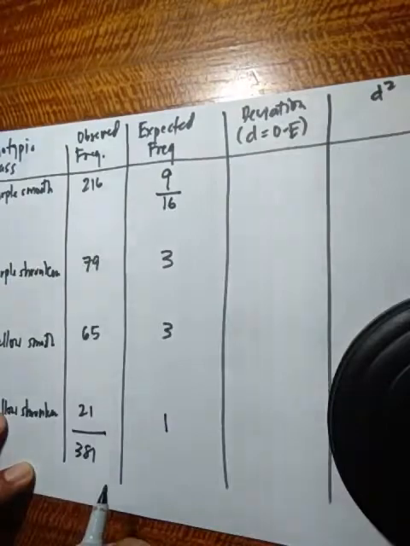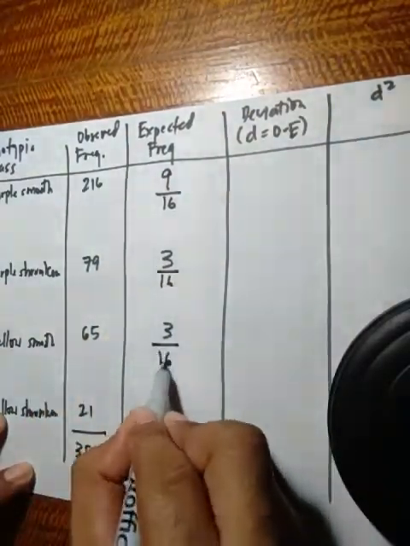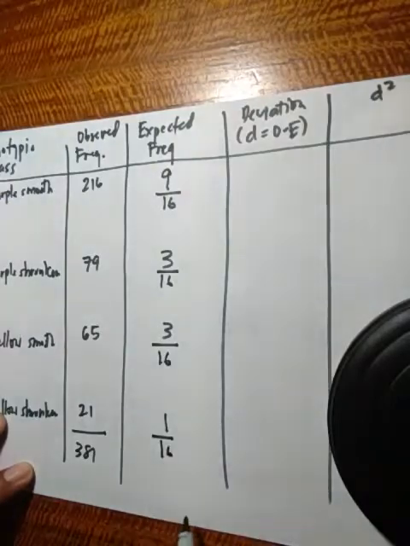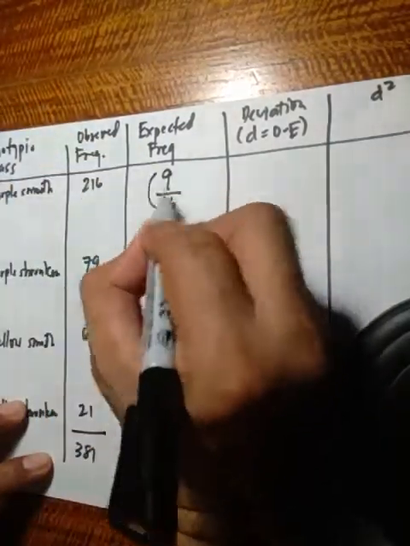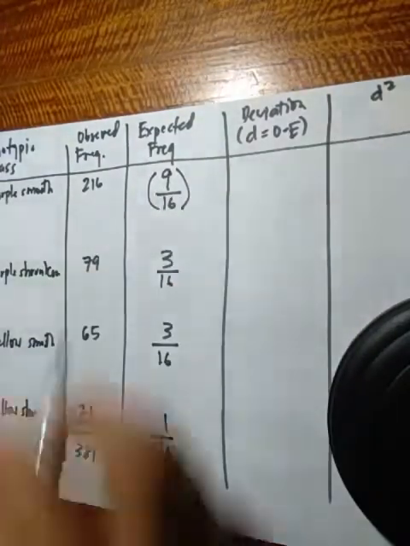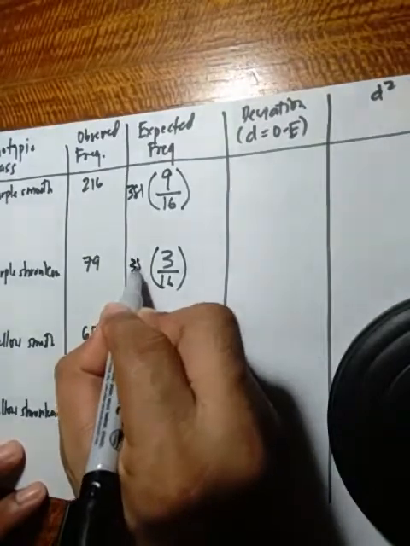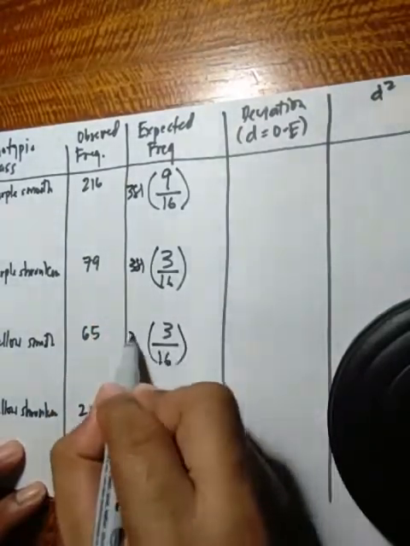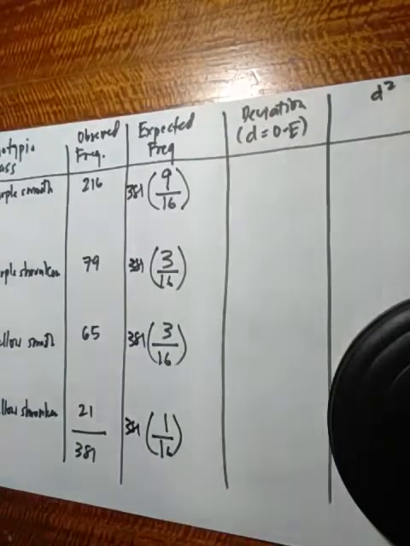Now, the 9 is actually 9 out of 16, ang kanyang probability. 3 out of 16, 3 out of 16, 1 out of 16. And to get the expected frequency, we will simply multiply this with the total, 381. With this, we will be able to get the expected frequency.